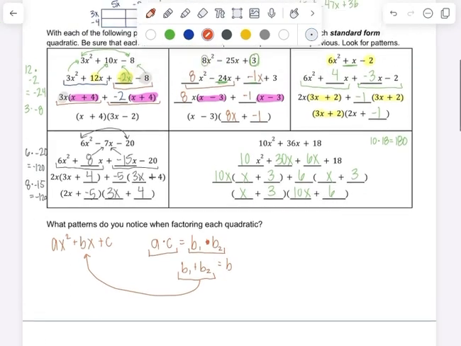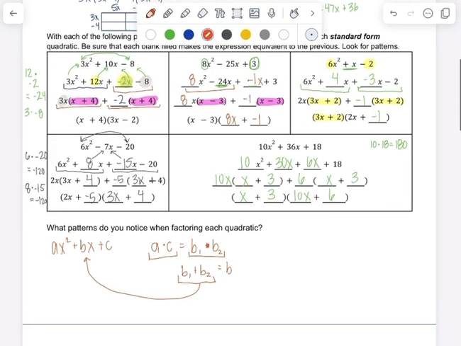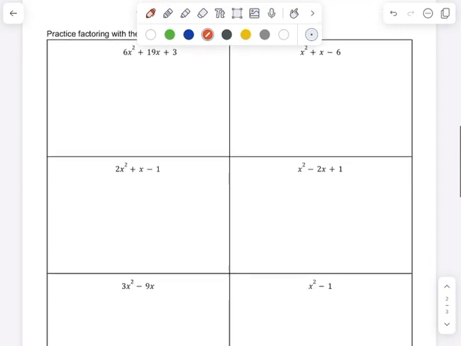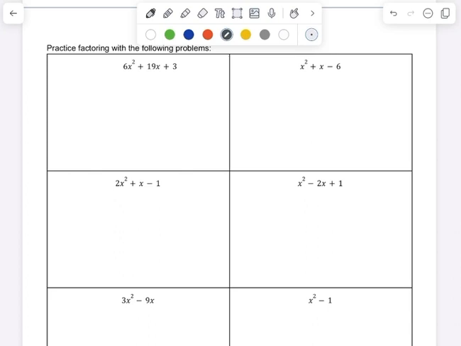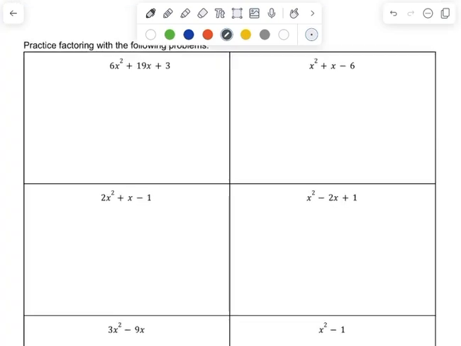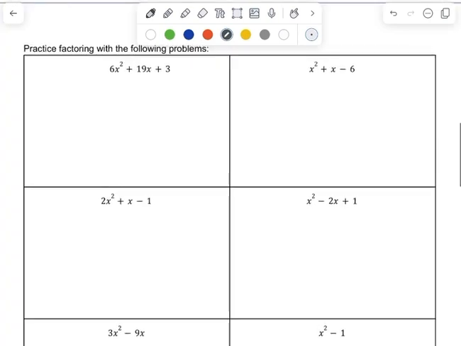So it comes with more practice, but hopefully you see some of the patterns. Looking at 6x squared plus 19x plus 3, I'll do this one with you. We can look at 6x squared plus, I'm going to add something x plus something x plus 3. I know that 6 times 3 is 18, and 1 plus 18 is 19, but it also multiplies to 18.